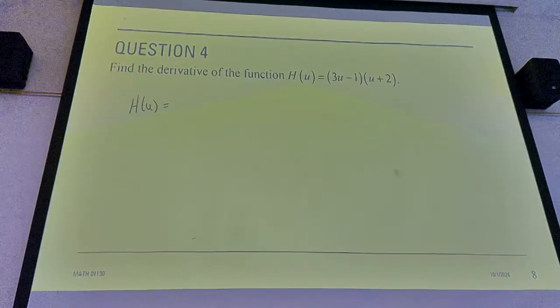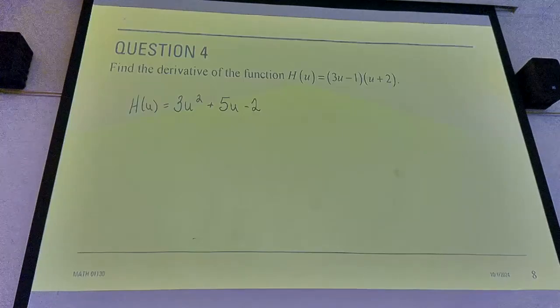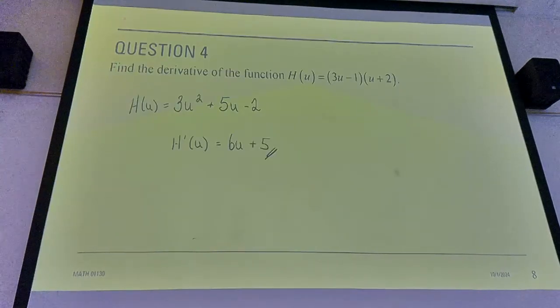So first, rewrite it. 3u squared plus 5u minus 2. Now, you can find h prime. 6u plus 5. And there's your derivative.